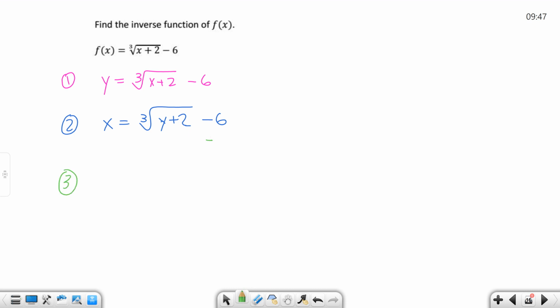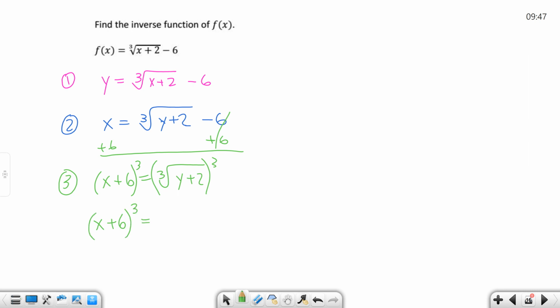Step 3, we're going to say we need to add 6 to both sides because there's a radical over this, but you want the radical by itself so that you can get y by itself. So that cancels. You get x plus 6 equals the cube root of y plus 2. And then how do I get rid of a cube root? I take both sides and do what? Cube it.